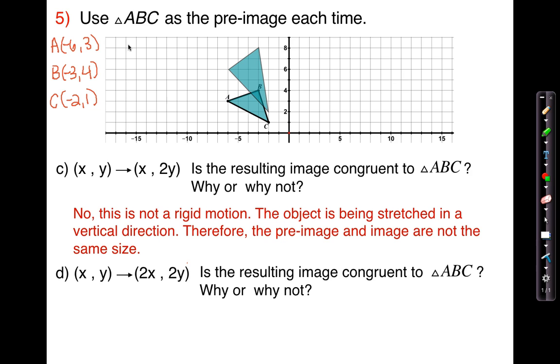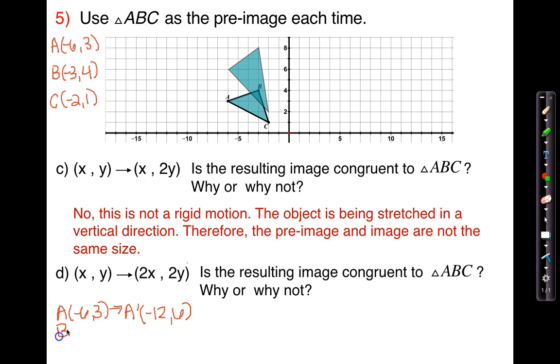Now on to the next question. It says, x comma y will give you 2x comma 2y. Is the resulting image congruent to triangle ABC? Why or why not? Well, let's check it out and see. So the very first thing that I'm going to do is go ahead and figure out what A prime is. So starting with A, which is negative 6 comma 3, that will become A prime. I'm going to double x, so doubling negative 6 gives me negative 12. Doubling y, so that's going to give me 6.